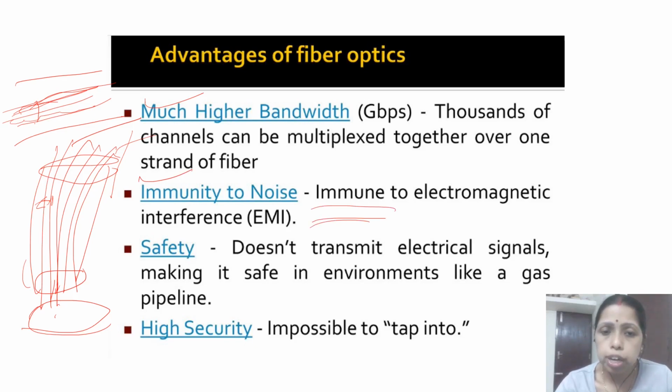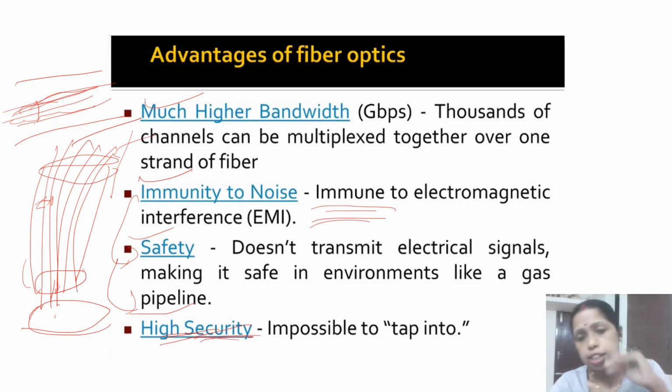So less electromagnetic interference. These in turn give two more advantages: one is safety, another is high security. Normally immunity to noise gives high security. That means your data is secure when you transfer it through the optical fiber, because it does not interfere with the other signal. Whatever data is transferring through a particular channel is not affected by the other channel in case of the optical fiber.